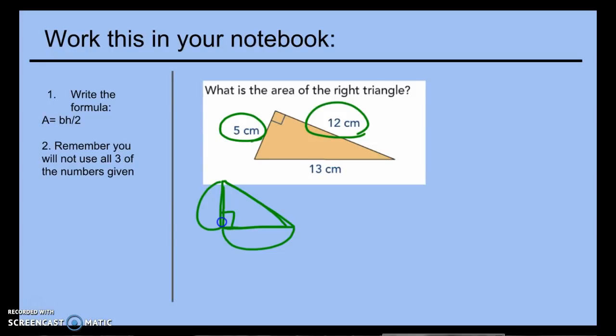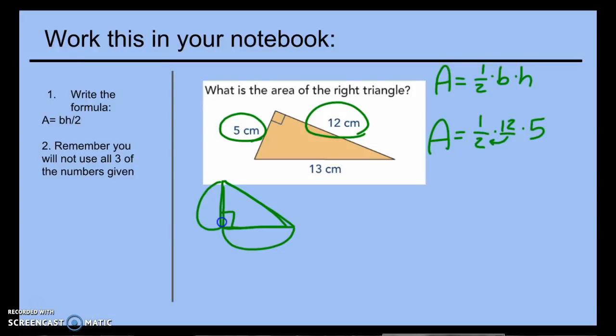So do 12 times 5 divided by 2. Again, our formula first. Area equals 1/2 base times height. Plug in your numbers. Area equals 1/2. You can do 1/2 of 5 or 1/2 of 12, but I'm going to do 1/2 of 12 because it's a little easier to find half of 12 than half of 5. 12 divided by 2 is 6. Now all you have to do is 6 times 5. And you get 30. See how easy that was?